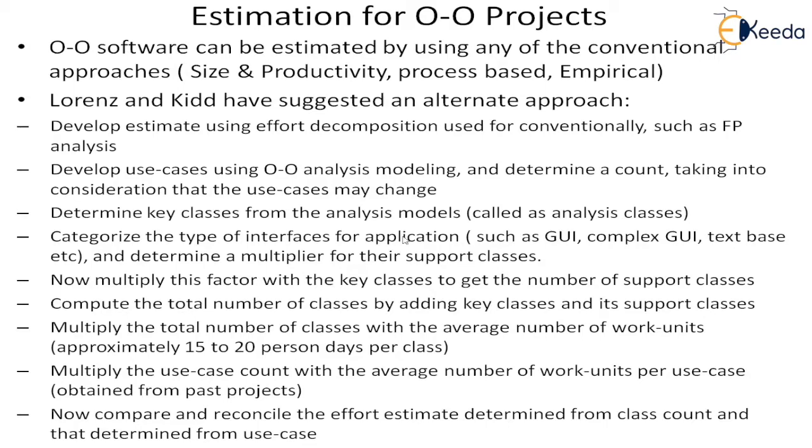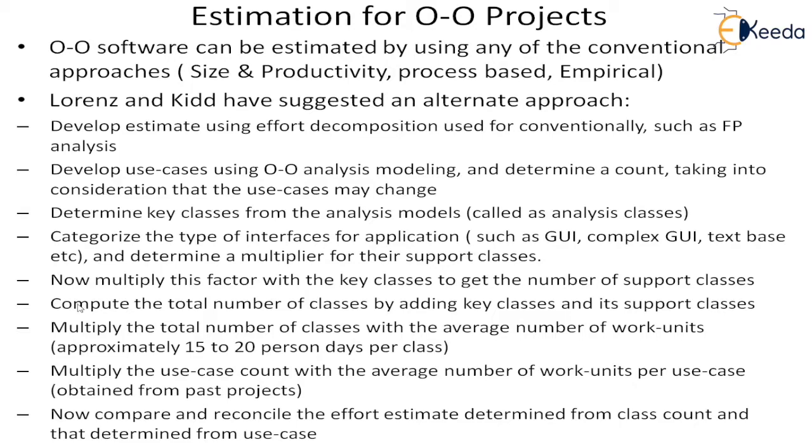That means each key class will be associated with some of these interface classes, because these are the boundary classes of our system. And to get the data from the external entity to the key classes, we need these boundary classes. So they are the support classes. So that's why we have to create the multiplier, how many support classes. So now multiply this factor with the key classes to get the number of support classes.